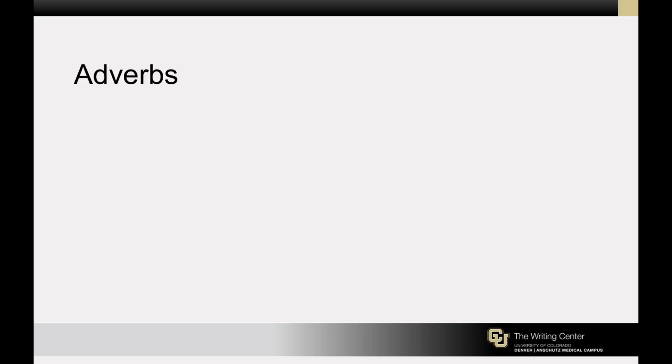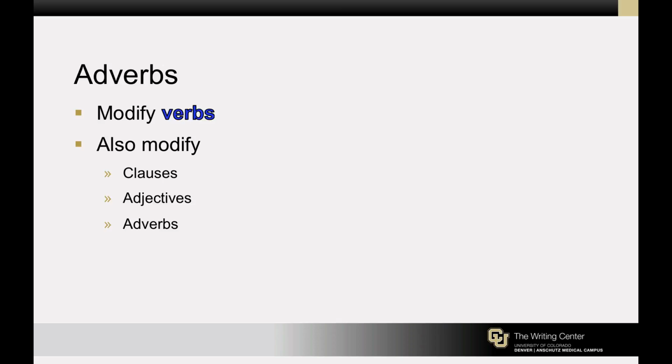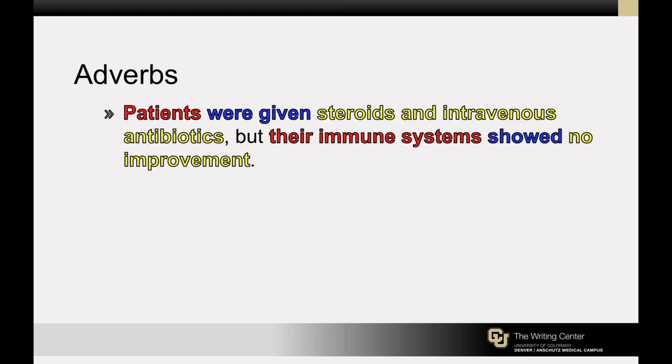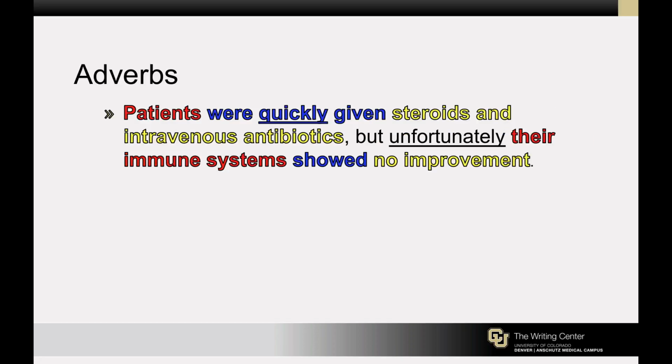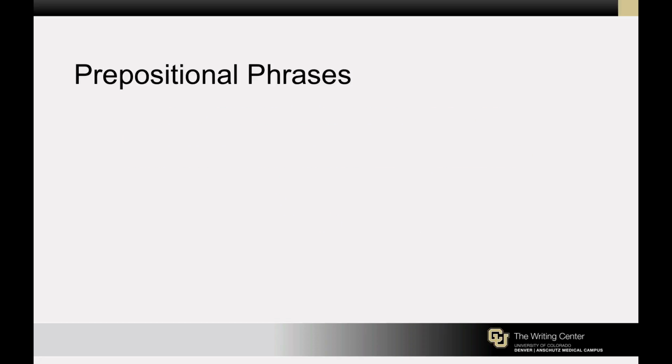But we have another modifier we can use, the adverb. Adverbs modify verbs. Get it? Adverbs. But they also modify lots of other things, like entire clauses, adjectives, and even other adverbs. In our same example sentence, we decided we wanted to add even more detail. We modified the verb in our first clause, given, by adding the adverb quickly, and we modified the entire second clause by adding unfortunately. Adverbs and adjectives can be more than one word.